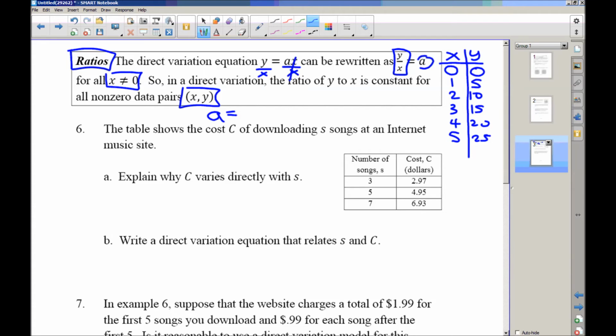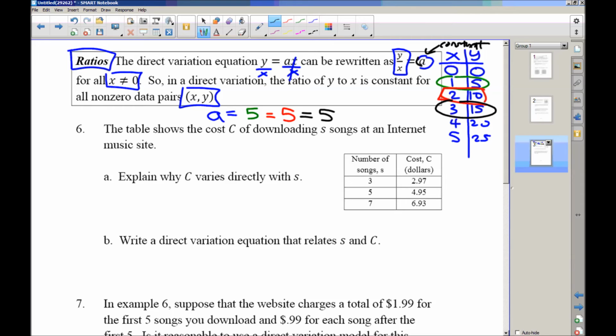So for instance, if I take the ordered pair 1, 5, if I divide the y by the x, I get 5, or the output by the input. And the ordered pair 2, 10, if I divide the output by the input, I get 5. And the ordered pair 3, 15, if I divide the output by the input, I get 5. And that's why for direct variation, instead of calling this the slope, they call it the constant of variation, because no matter what ordered pair we pick other than 0, 0, if we divide them, we keep getting the same number.